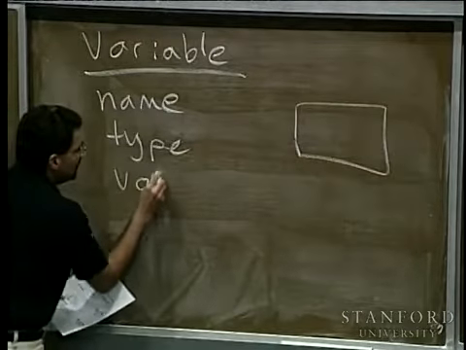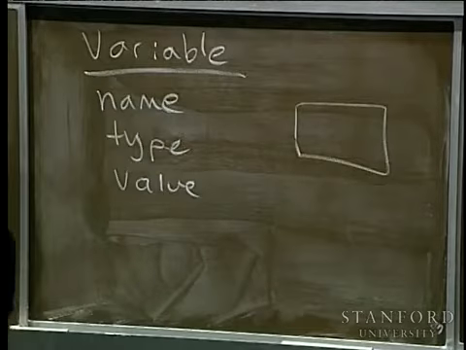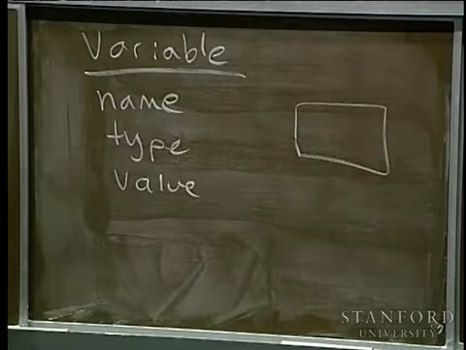And then there's a value. The value, as you can imagine, is just what's in the box. It's the actual thing that's in there. If it stores a number, it might store, for example, the value 3. And that's just the value. And it may have some name associated with it.